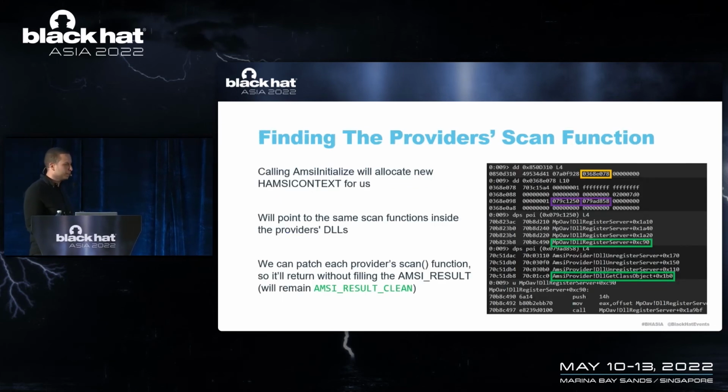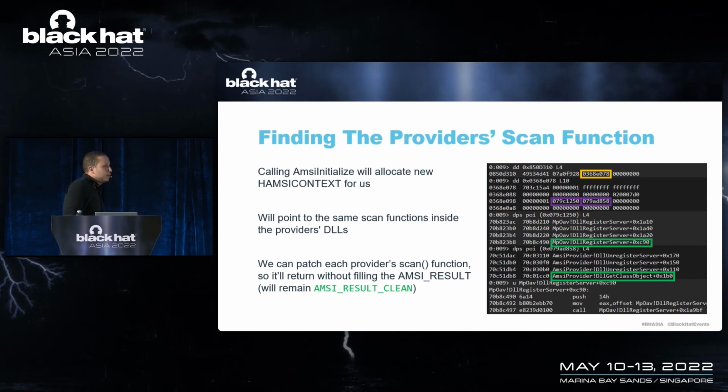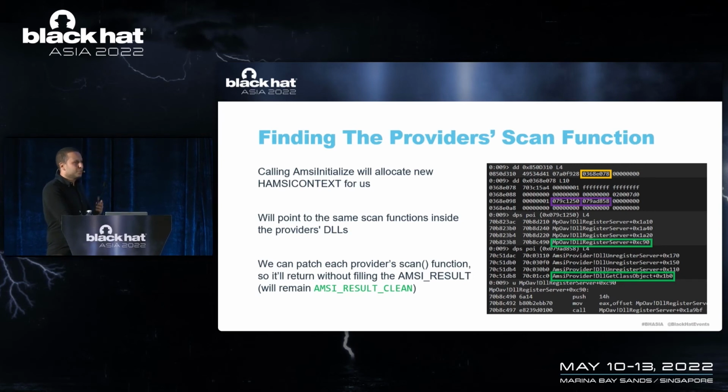So, in the first bypass script, finding the place in the provider that we wanted to patch was pretty easy, because the function DLL get class object was exported. So we could call the GetProcAddress API in order to receive the function address. In this case, the scan function of the provider, which is the function that we want to patch, is not so intuitive to find because it's not exported by the DLL. So we'll have to do a little trick.